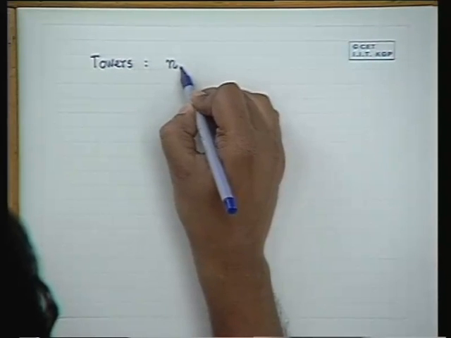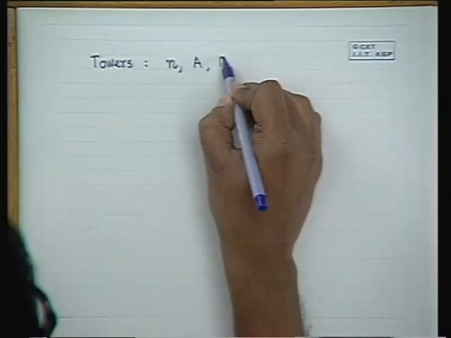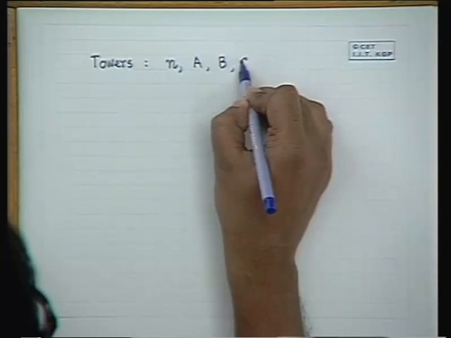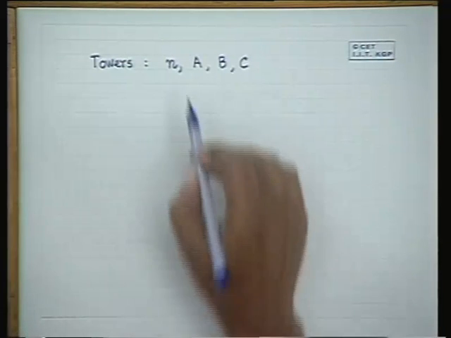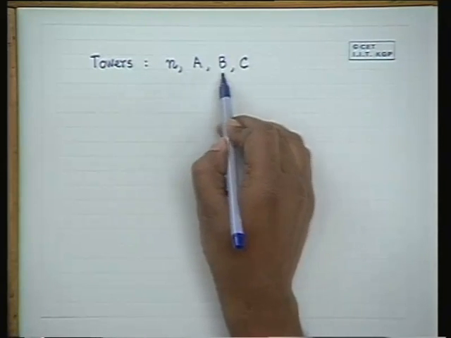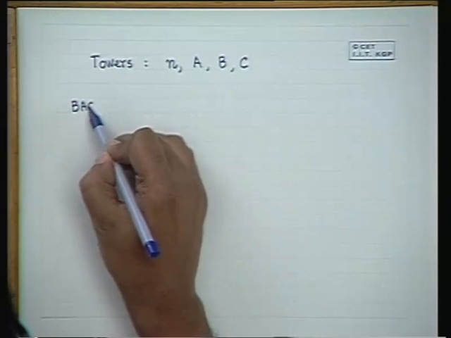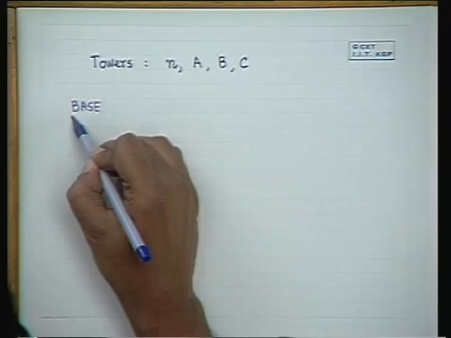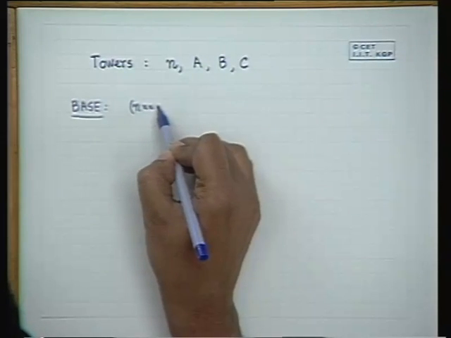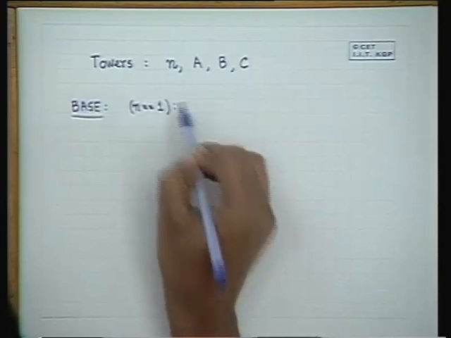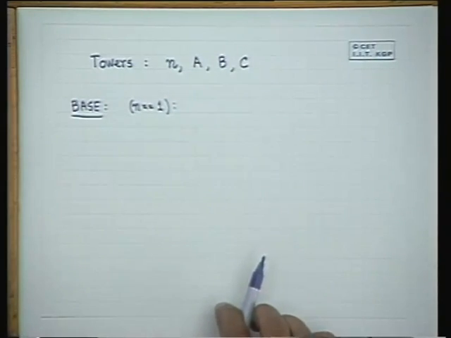N, A, B, C. Alright, this is the n pegs. What is the base condition? N is equal to 1. When n is equal to 1, what is the solution?